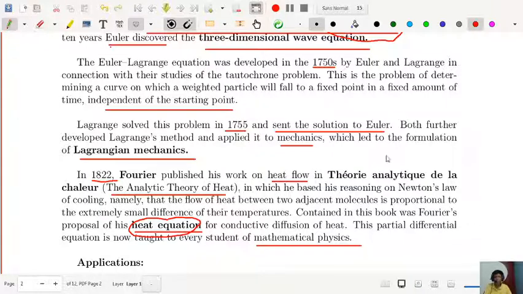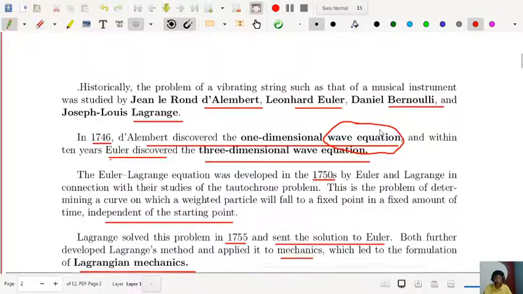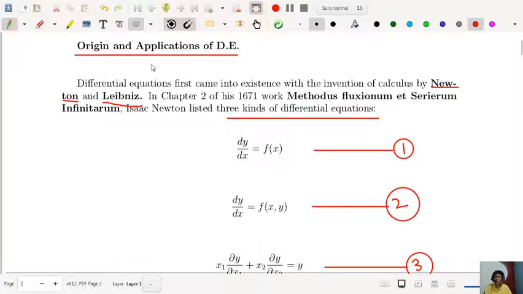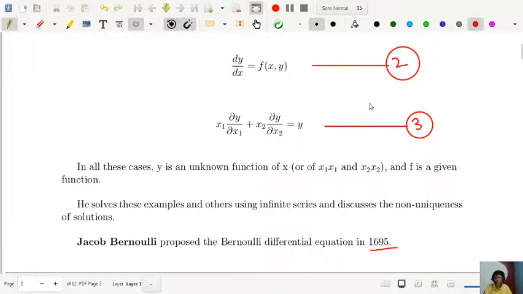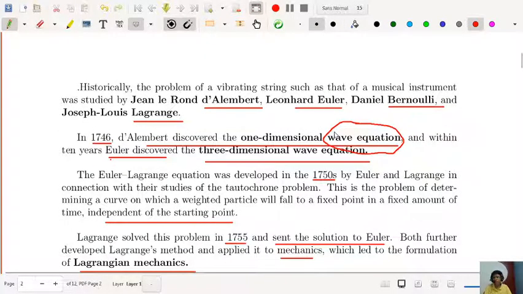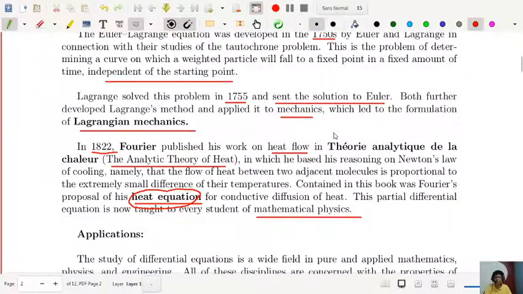And remember, people have been solving differential equations for nearly 150 years. They were just solving differential equations to get the solutions. So this is the small journey of the historical development of differential equations, starting from Newton, Leibniz to Bernoulli. I'm talking about D'Alembert's wave equation, Euler, Lagrange's dynamics, and finally the Fourier heat equation.